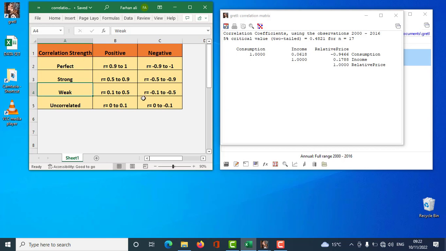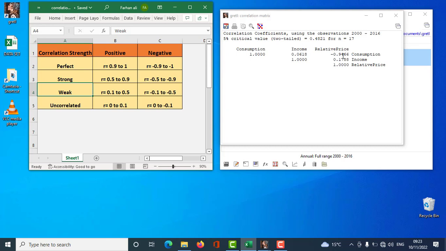So keeping in mind this table and the values, we would go to our correlation matrix, and based on this table we would interpret these values.